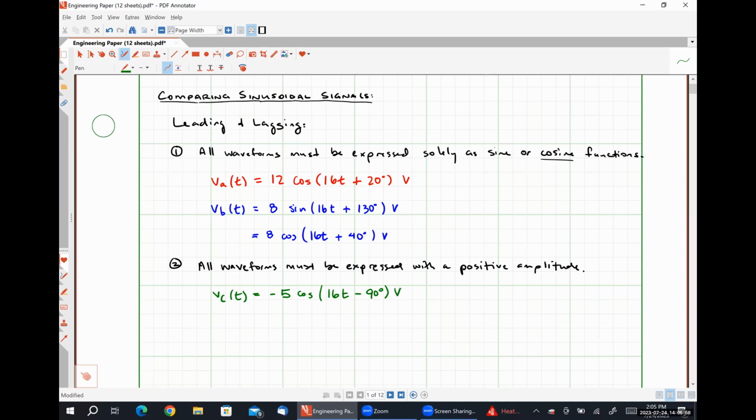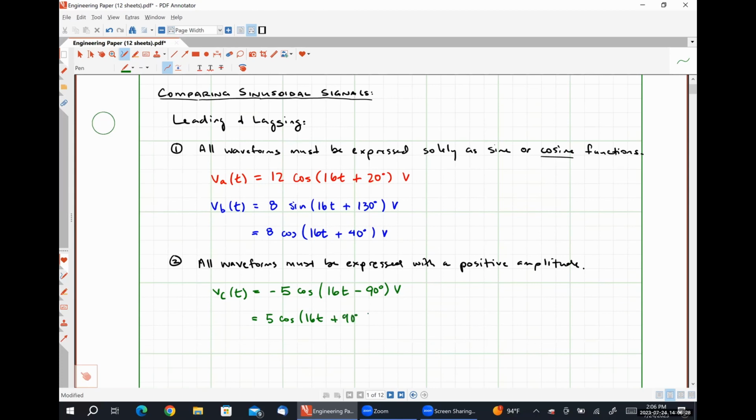To get rid of the negative sign out in front, we simply shift our phase angle by plus or minus 180 degrees. Does not matter which we choose. We're simply moving halfway around the unit circle to take into account that negative sign. And so that's going to look like 5 cosine 16t. I'm going to add 180, so negative 90 plus 180 is going to look like positive 90 degrees. And there's our third signal expressed with a positive amplitude.